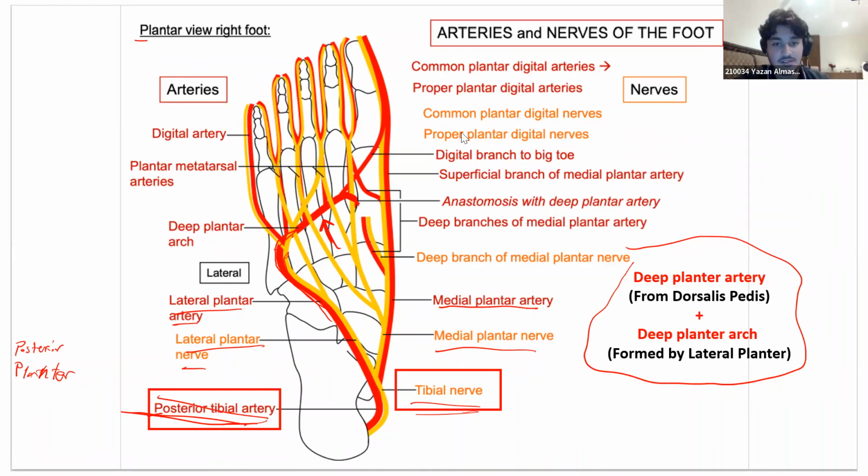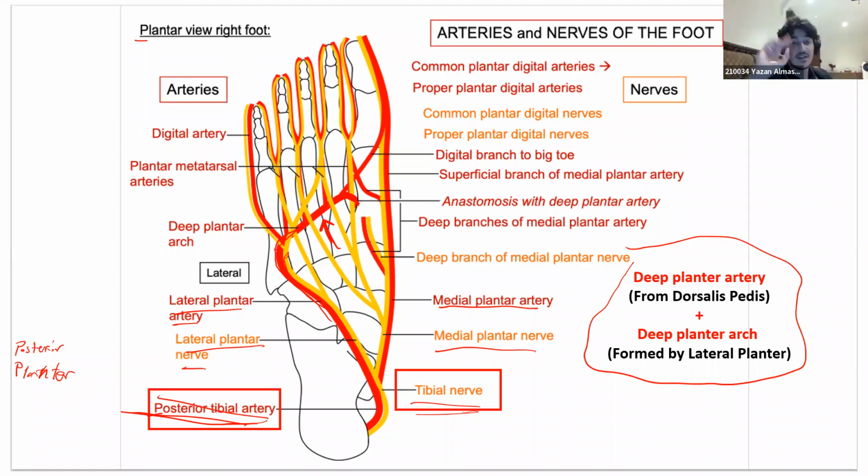So what do you guys answer? Posterior tibial. Okay, so perfect. It's posterior tibial. Now, you guys are all correct. Actually, you're all correct, and it's perfect. You guys all got it right.